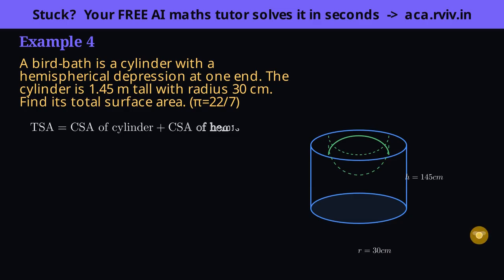Both the cylinder and the ball share the one radius, 30. So the total is the cylinder's curved wall plus the hemisphere's curved ball.